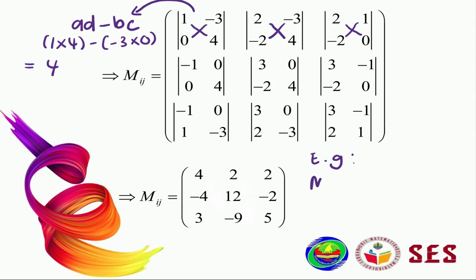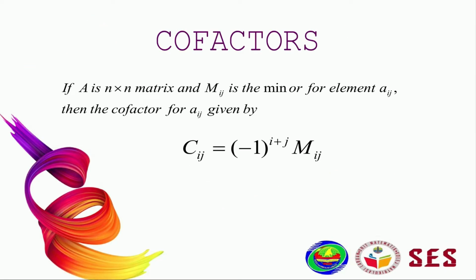So for example, if the question asks you to find the M23, that means the question wants the minor for row 2 and column 3, so the answer is -2.